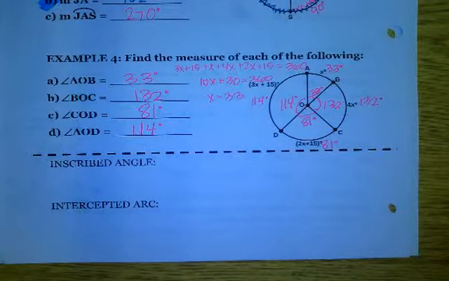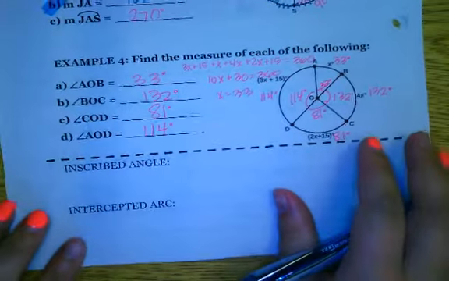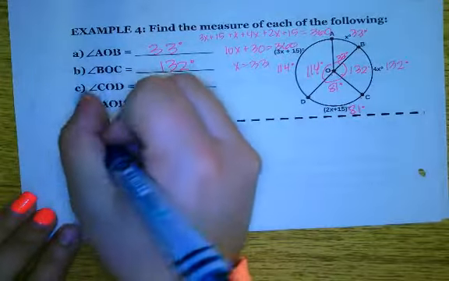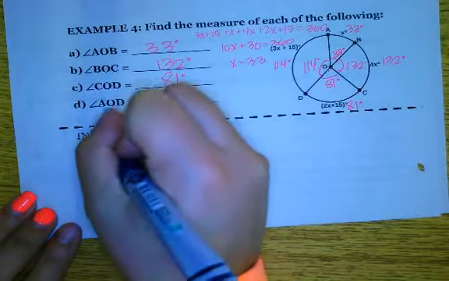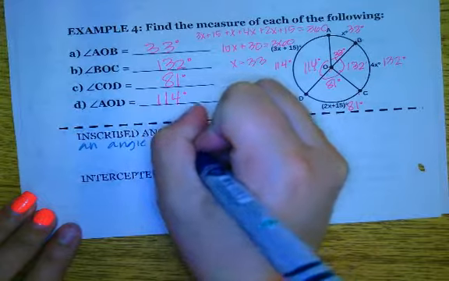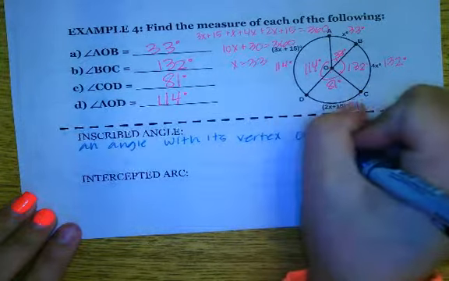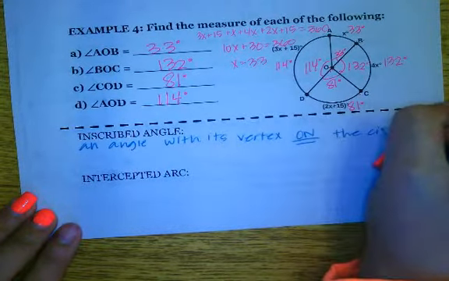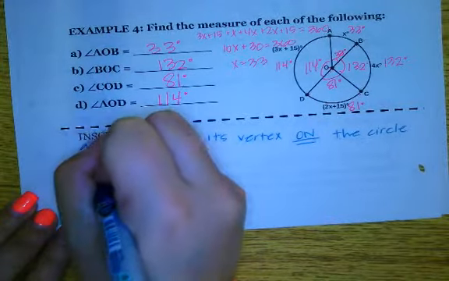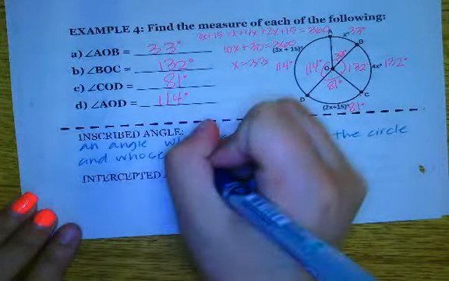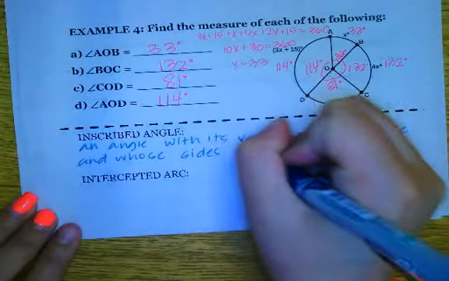Okay, 2 more definitions that we went over last time. Let's see what we remember. What is an inscribed angle? Created by what? 2 what? Chords. So an angle with its vertex on the circle and whose sides contain chords.